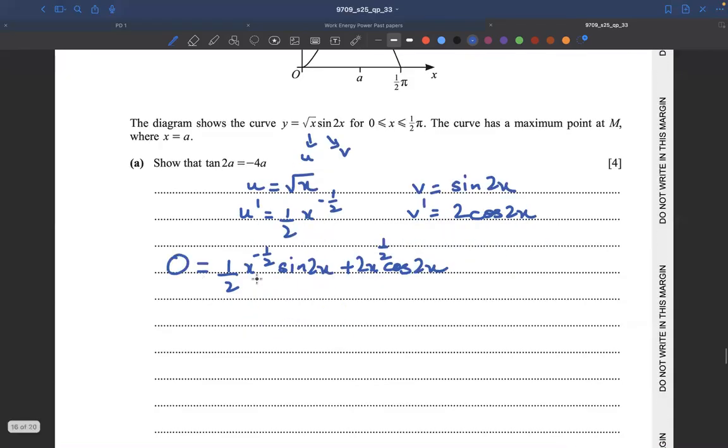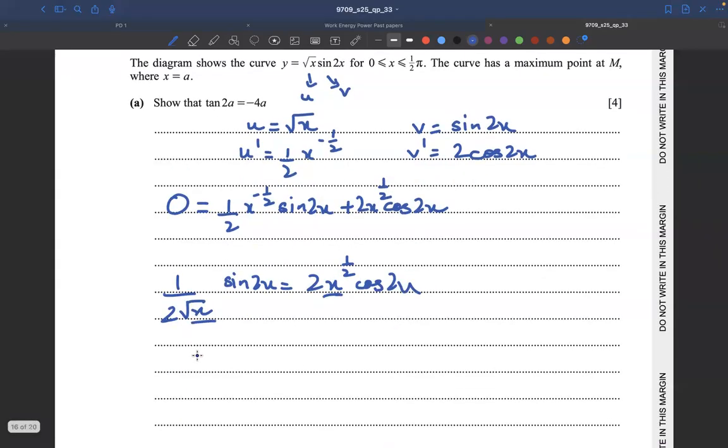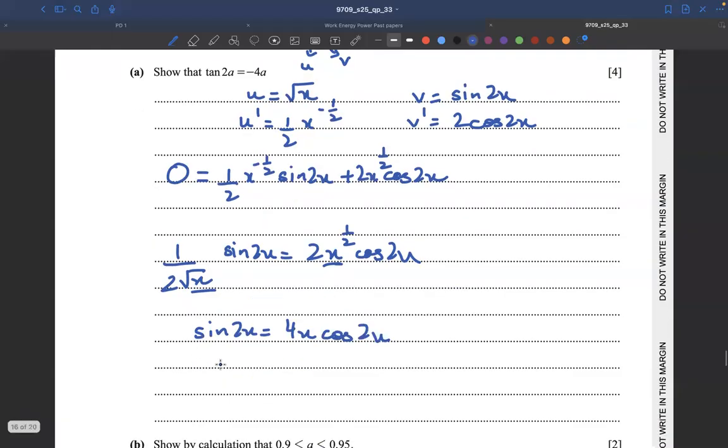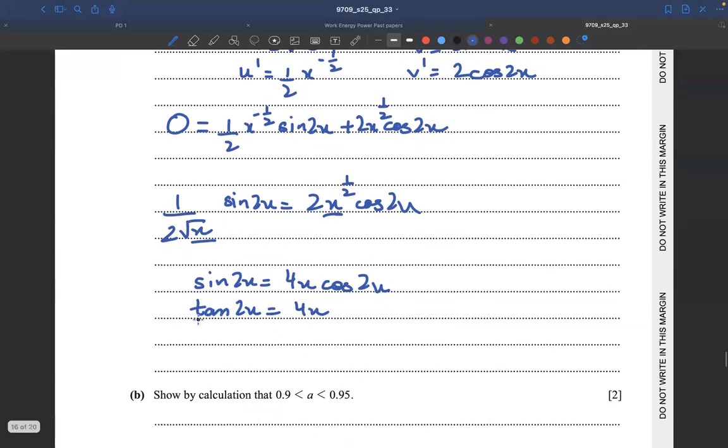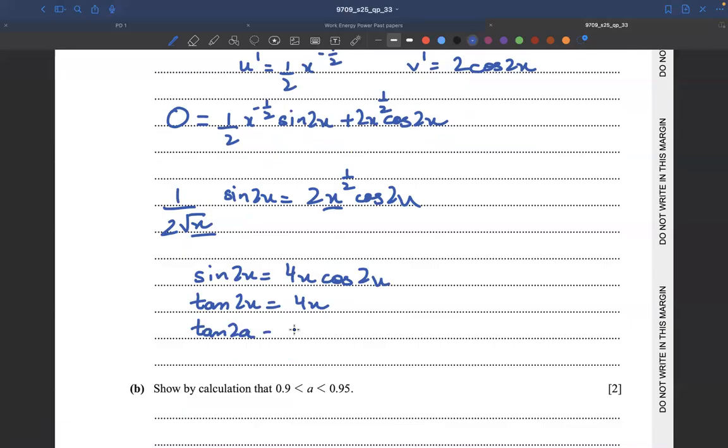Now to solve this, we'll bring any of these terms on the left hand side. So let's bring half x to the power minus half over here, and let's bring the x in the denominator as well. So half root x sine 2x is equals to 2x power half cos of 2x. Now this is root x and this is root x. When it multiplies, that will become x. 2 and 2 will multiply to become 4. We'll get sine 2x is equals to 4x cos of 2x. Sin 2x upon cos of 2x will become tan of 2x is equals to 4x. Now the maximum point is at x is equals to a, so we can just simply write it as tan of 2a is equals to 4a.